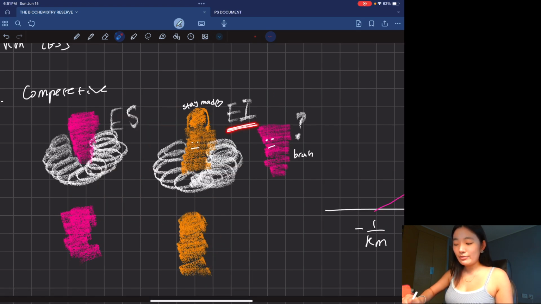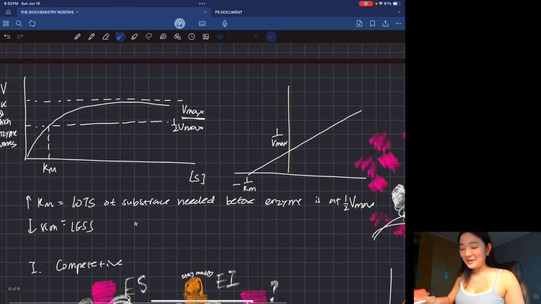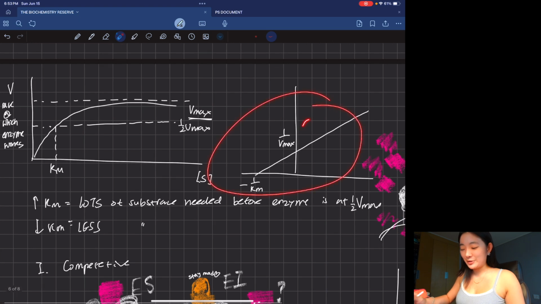So when I say EI here, remember ES meant our enzyme substrate complex. EI means our enzyme inhibitor complex, okay? So this is what competitive inhibition is. So sorry, kind of backtracking. I realized we didn't talk about reciprocal plots earlier. So it's not too scary.